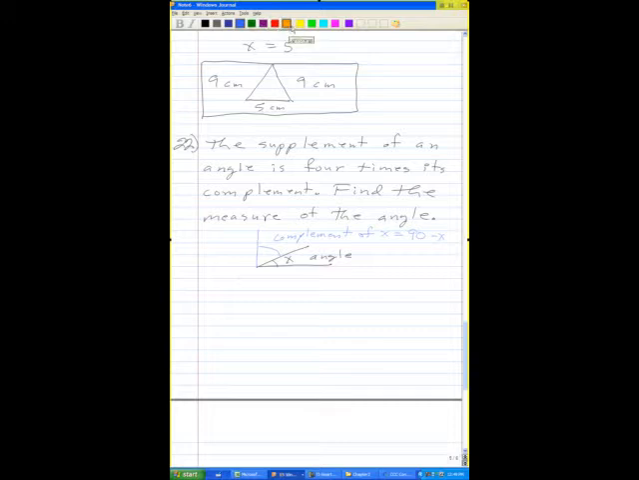The supplement, so suppose you have some angle here, x, then the supplement is just that angle, such that when you add the original angle plus its supplement, you get a straight angle. And so again, if I'm doing this in degree measurement, then the supplement is just 180 minus x.